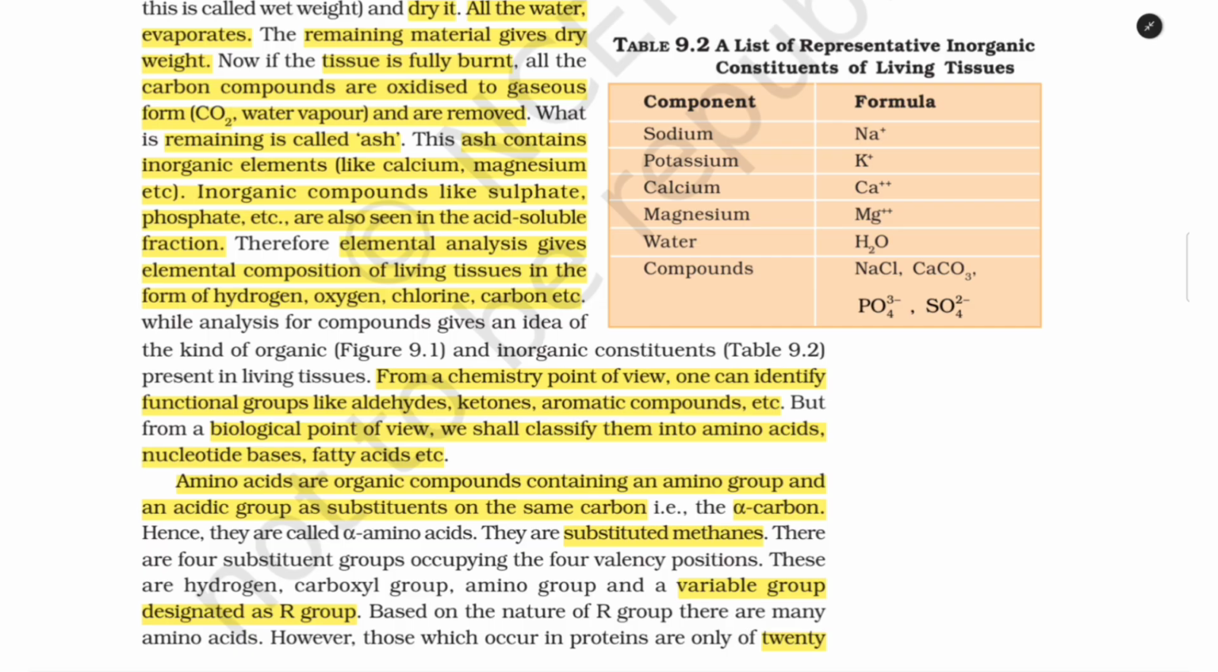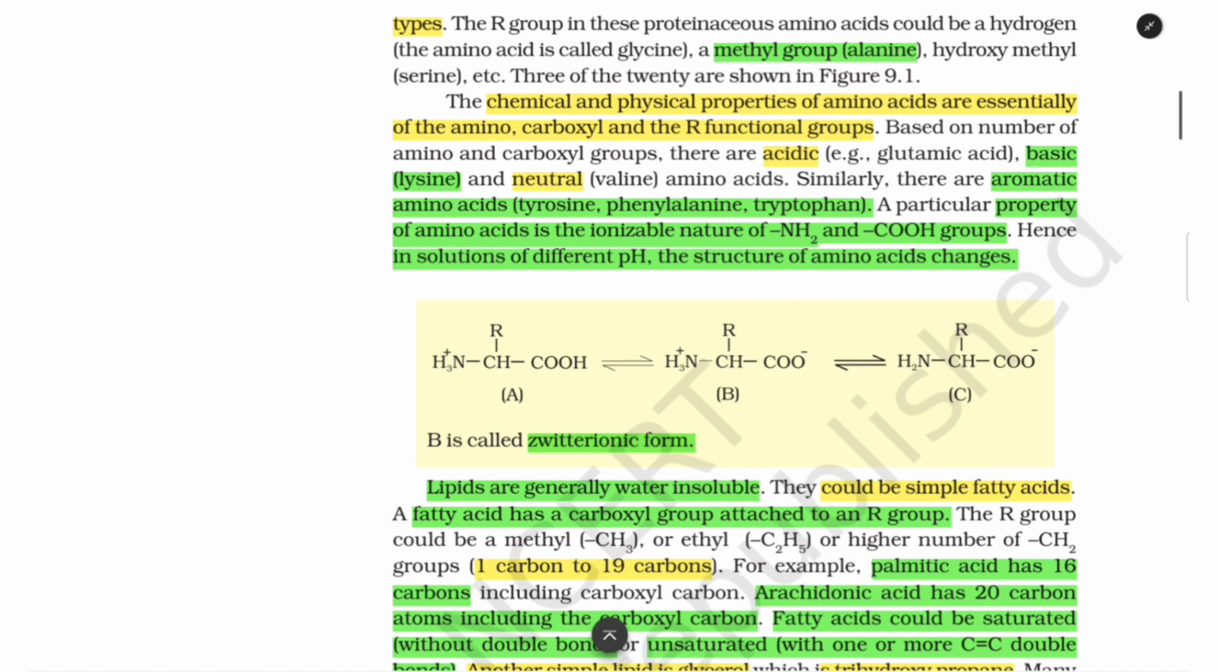Based on the nature of the R group, there are many amino acids. However, those which occur in proteins are only of 20 types. The R group in these proteinaceous amino acids could be a hydrogen, and if it is hydrogen, the amino acid is called glycine. If it is a methyl group, the amino acid is known as alanine. If it is hydroxymethyl, the amino acid is known as serine, etc. 3 of the 20 are shown in figure 9.1.